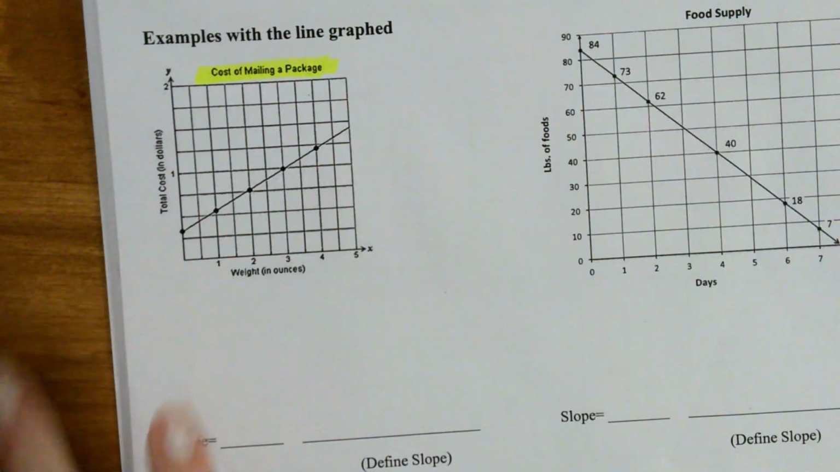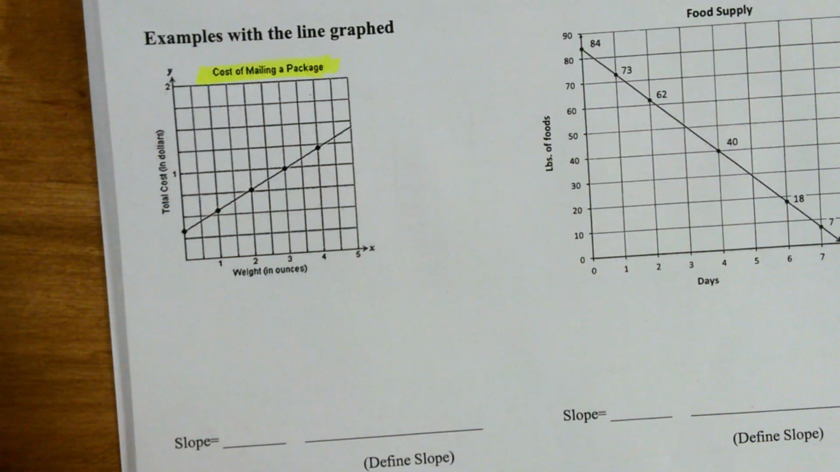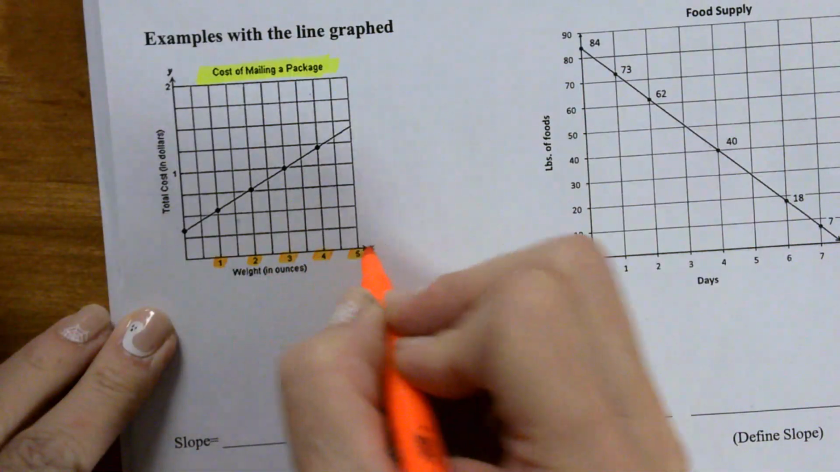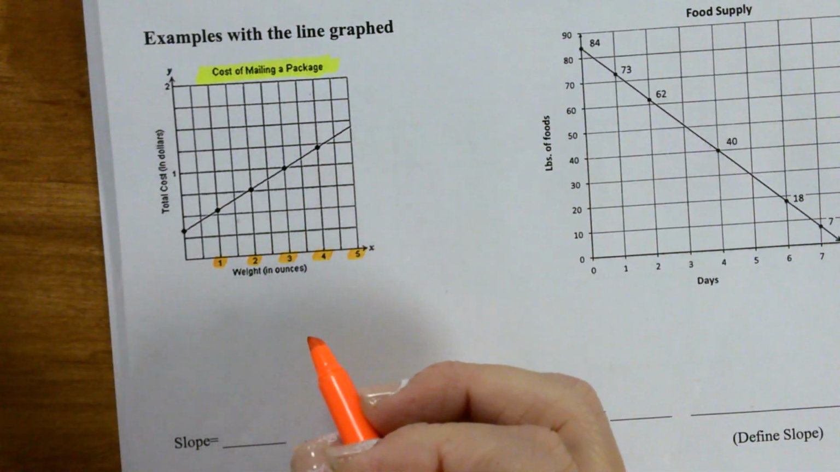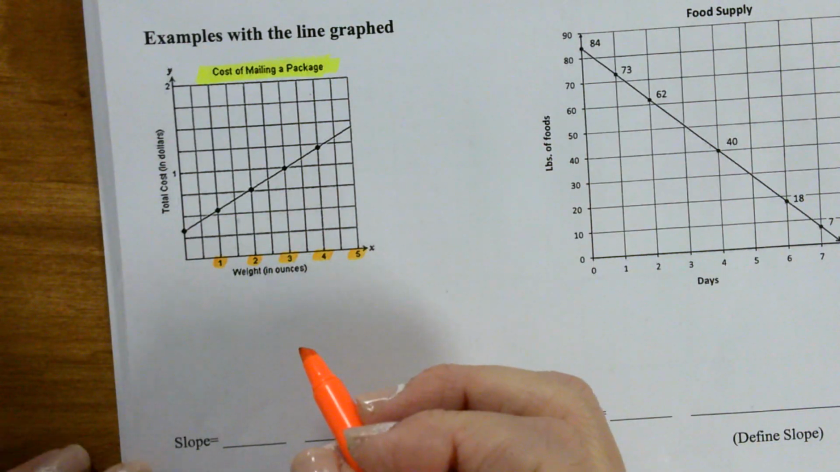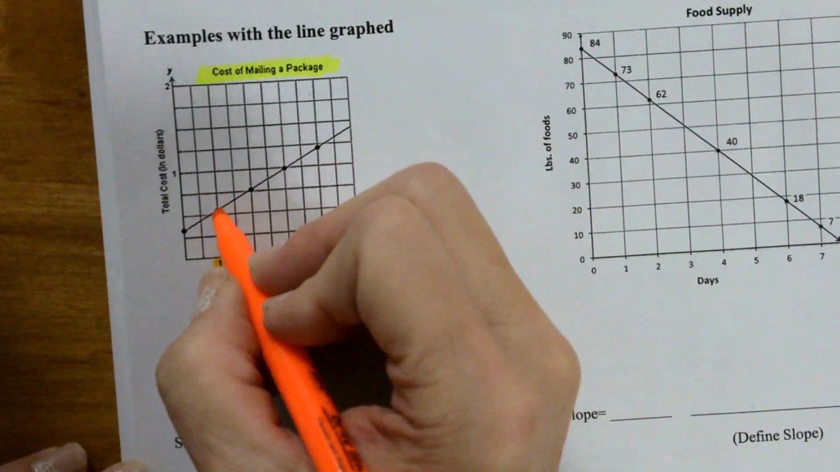So, you see how these are going by ones? Right? Yes? Okay. And then, do you see these dots right here?